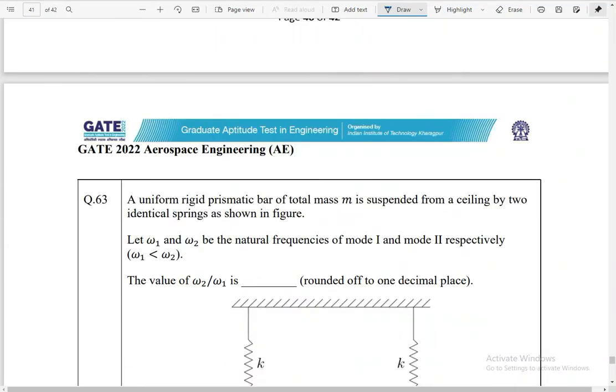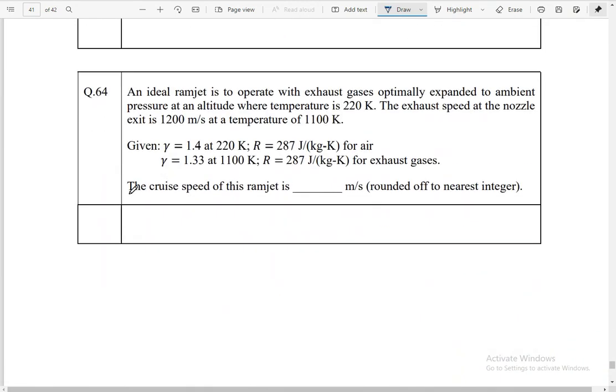From question number 64: an ideal ramjet is to operate with exhaust gases optimally expanded to ambient pressure at an altitude where temperature is given. The exhaust speed at the nozzle exit is 1200 meter per second at a temperature of 1100 Kelvin. Gamma value is given for air and for exhaust, it means for inlet and for outlet. The cruise speed of this ramjet is?